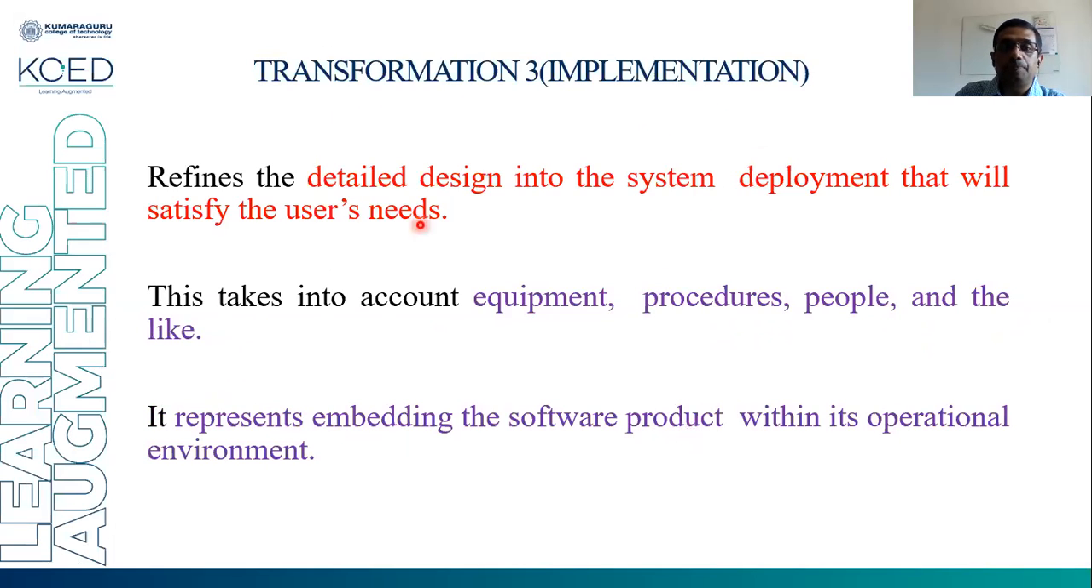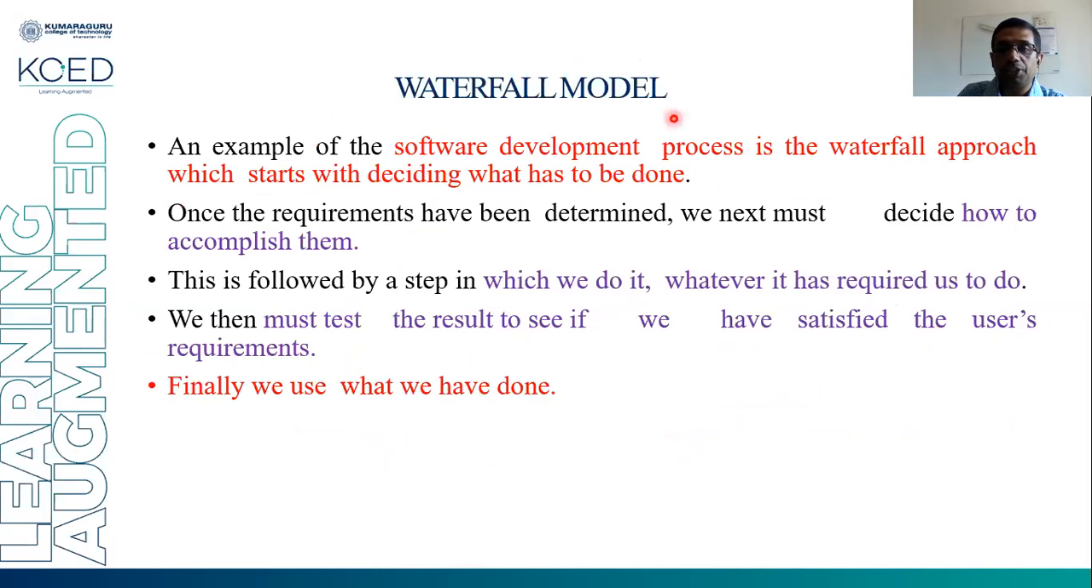Transformation three, implementation. It refines the detailed design into a system deployment that will satisfy the user need. It takes into account the equipment, procedures, people, and other elements of the final software. It represents embedding a software product in its operational environment, that is, fitting the software product into its operational environment. This is transformation three, implementation.